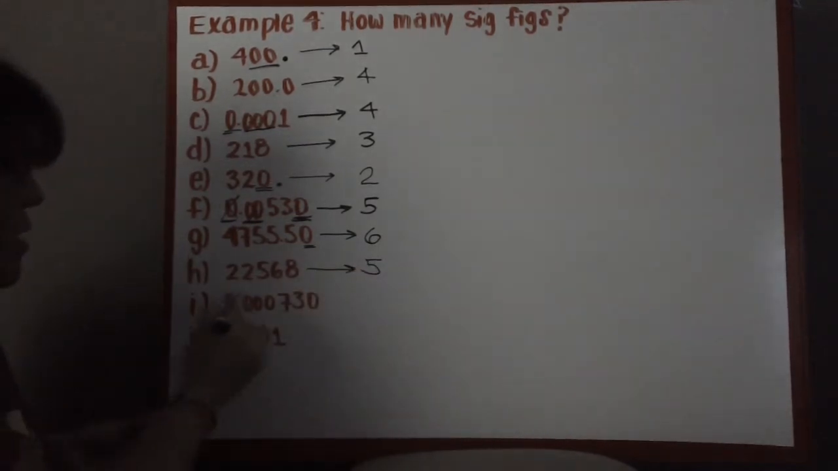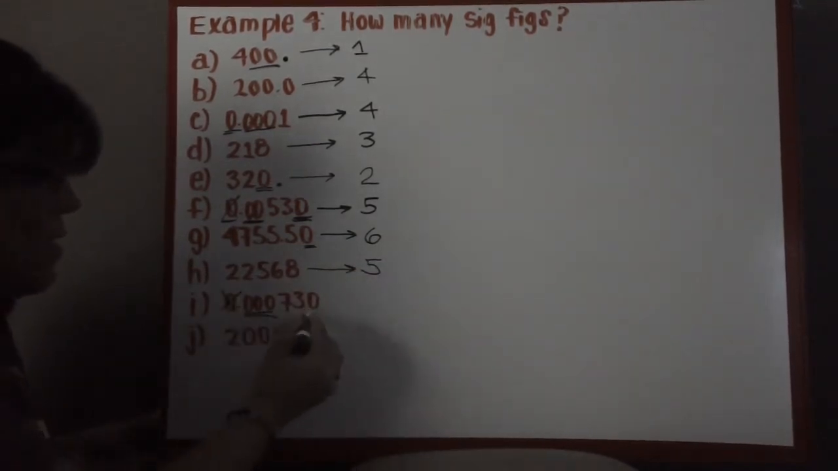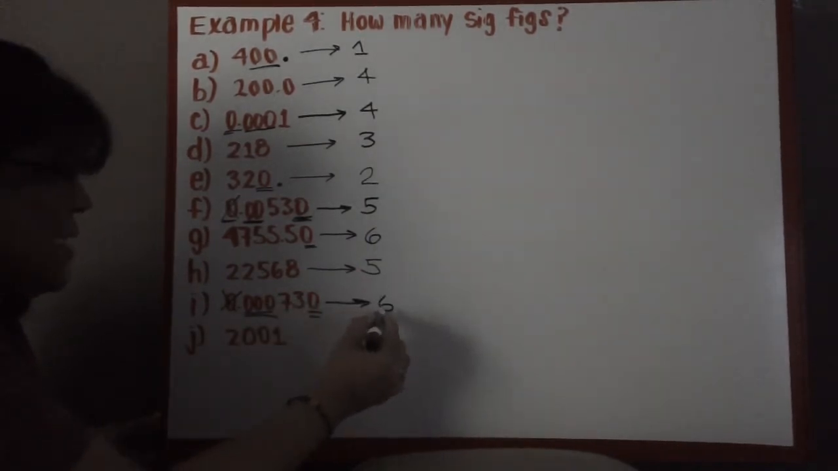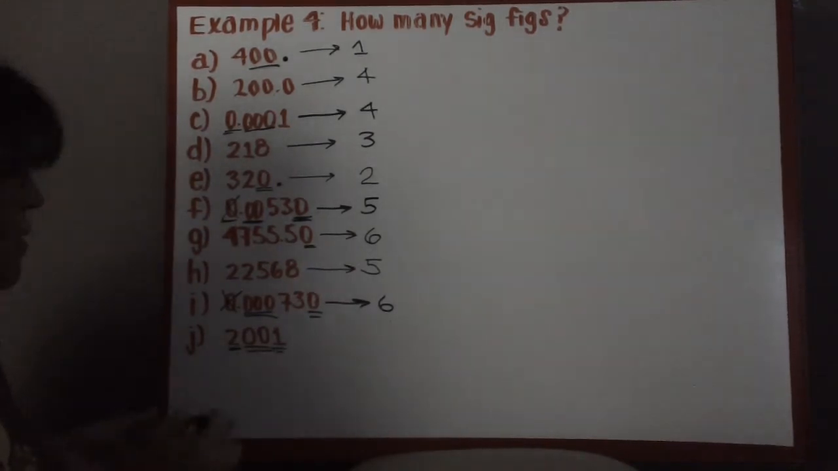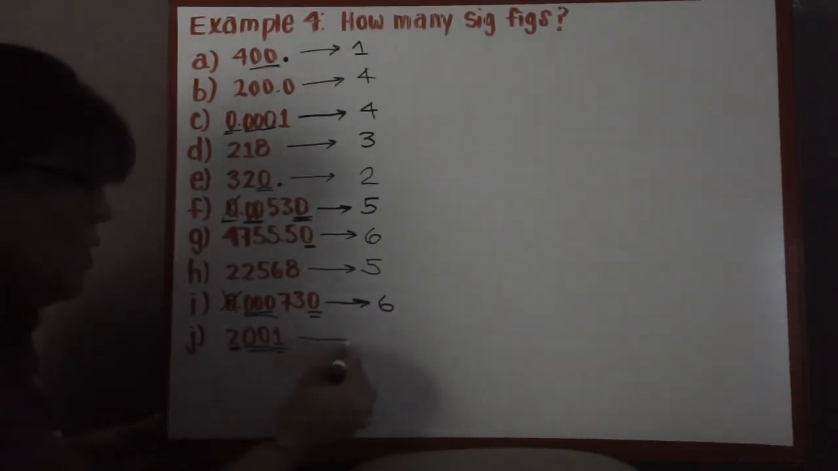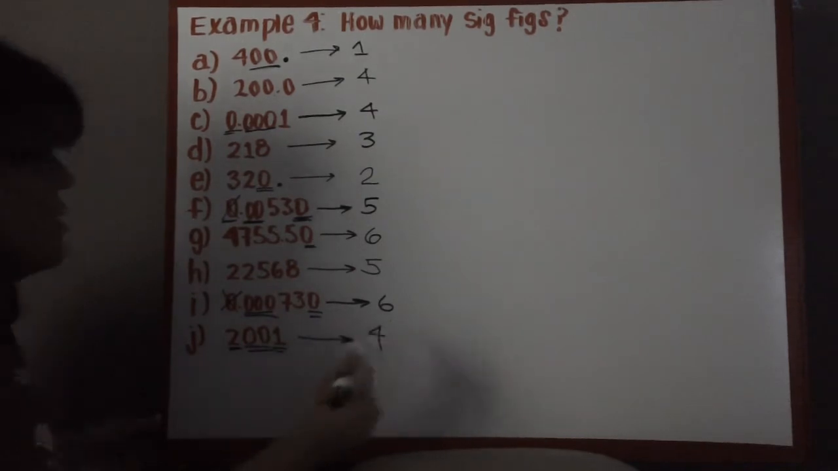Okay, over here we have 3, 4, 5, 6. And in this case, these are in between, so they are counted. So altogether we have 4 significant digits.